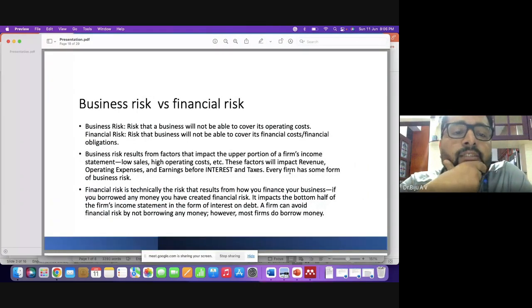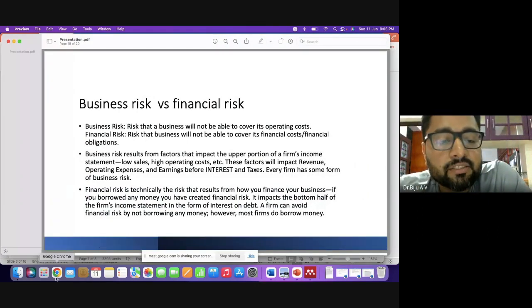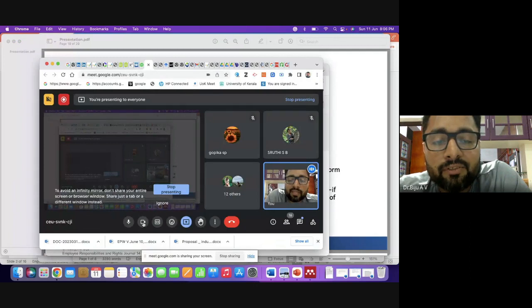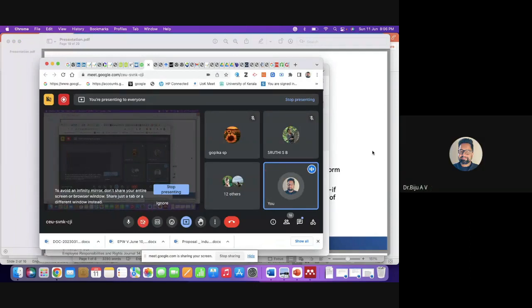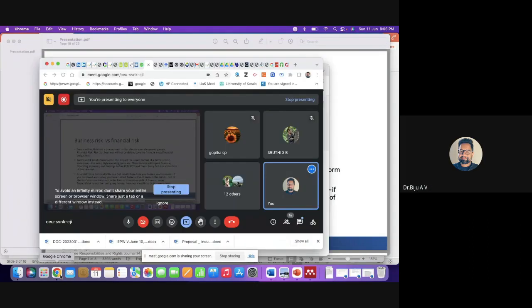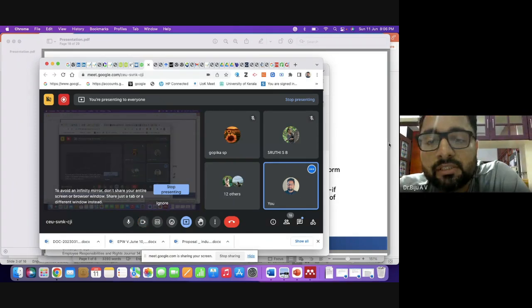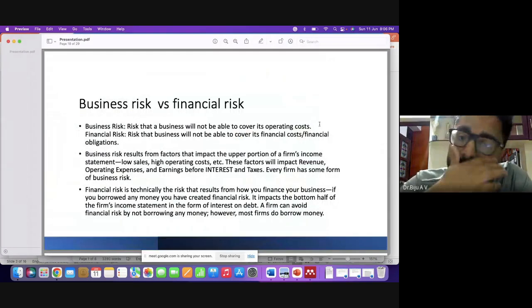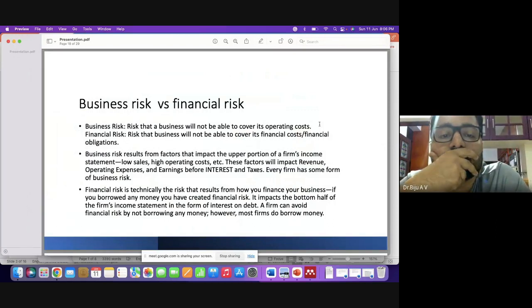And there is business risk and financial risk. Can you explain what the difference is between business risk and financial risk?